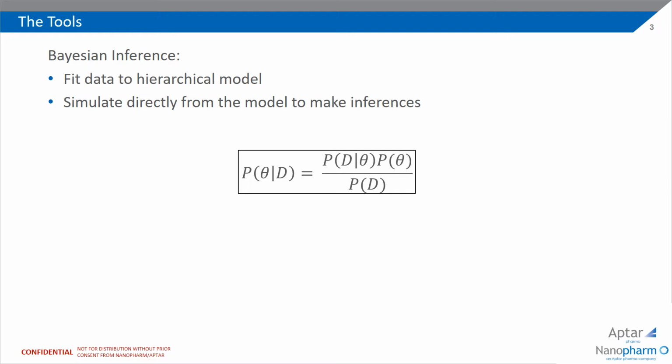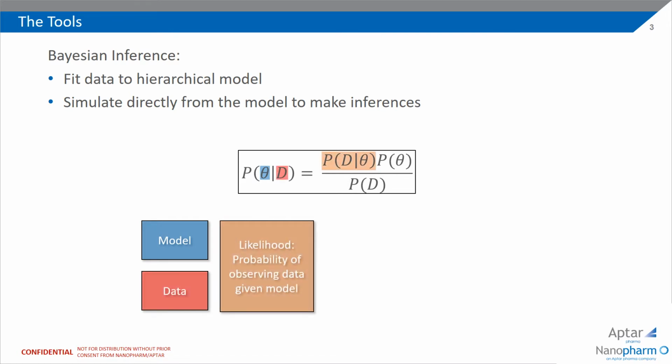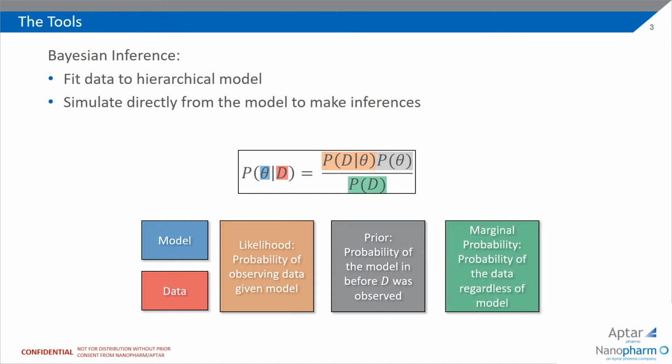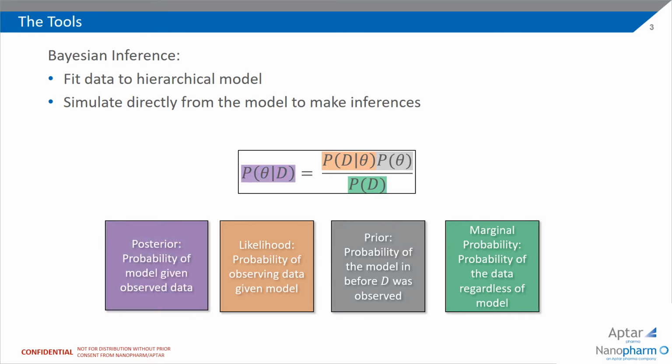And here on the screen you can see Bayes' rule. This gives you the probability of a model given some observed data, and you calculate this by taking the likelihood, which is the probability of observing the data given your model, multiply it by the prior, which is the probability of the model before the data was observed, and we calculated that in this case using prior predictive simulations. And this is divided by the marginal probability, which is the probability of the data regardless of your model. And the term on the left-hand side is commonly referred to as the posterior probability, and that is what we calculated when we were doing this.